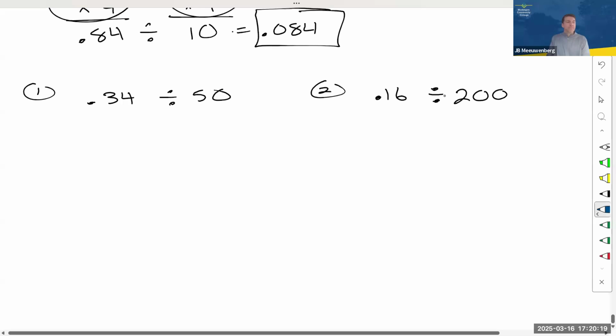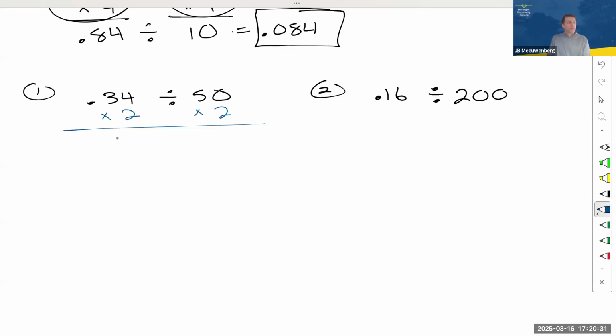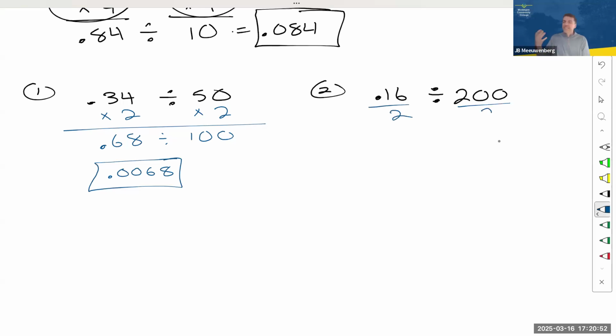In both of these cases, you were dividing by numbers that could easily be turned into 100 by doing one simple move. For the first one, we're doubling it. If we double both of those numbers, we now have 0.68 divided by 100. And when you divide by 100, you're shifting your decimal point 2 places to the left, 0.0068.